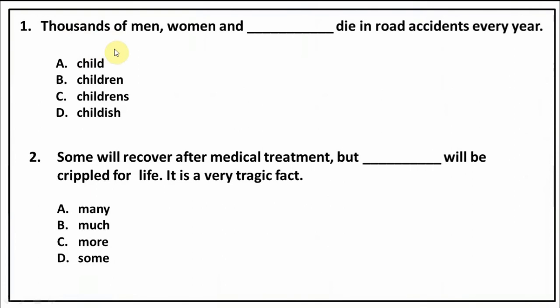But they say that this thing is incorrect. What will be the correct option for this? So if you see, here is thousands. And here if you see men, women, all of them are plural. So if this is thousand, this is men, and this word is woman, so the third word also should be plural. So the plural is not child, the plural is not children's or childish, but the plural for child is children. So the correct option will be children.